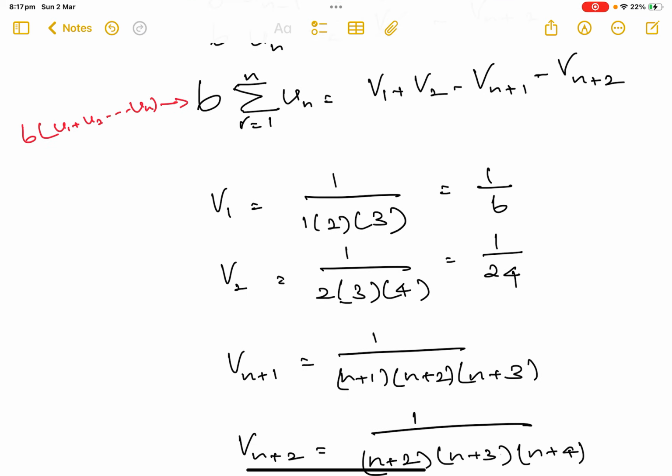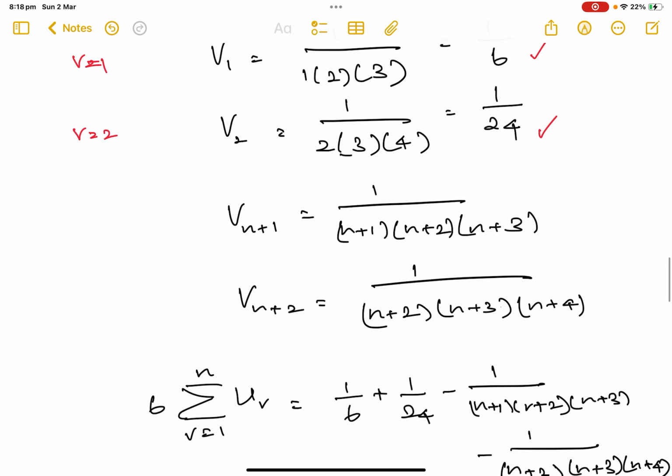So V_1: r equal 1, V_1 equals 1 over 1 times 2 times 3, because it's r times (r plus 1) times (r plus 2). So that is 1 over 6. And V_2: substitute r equal 2, 1 over 2 times 3 times 4, that is 24. And V_(n+1), again r equal n plus 1, is 1 over (n plus 1)(n plus 2)(n plus 3), and then V_(n+2) is 1 over (n plus 2)(n plus 3)(n plus 4).